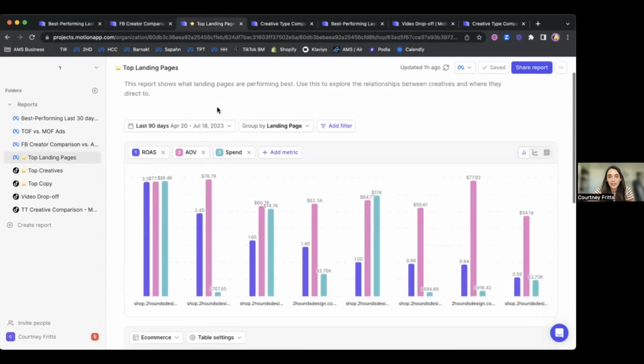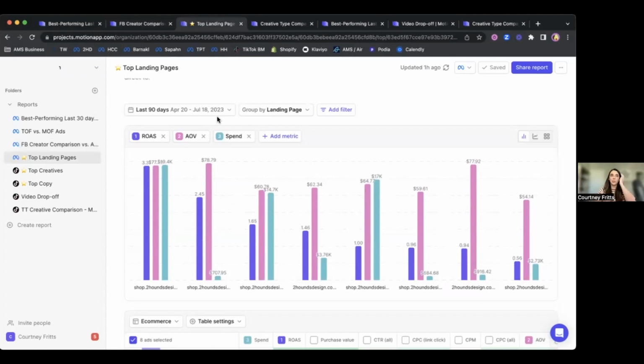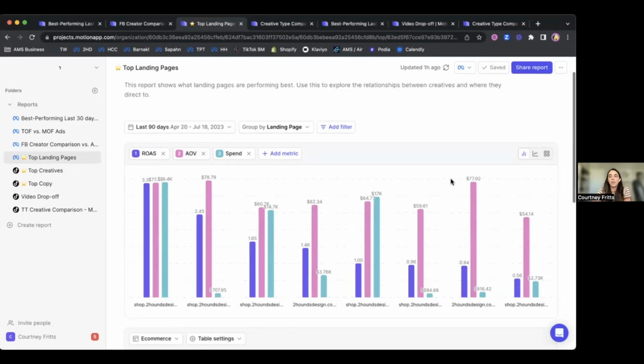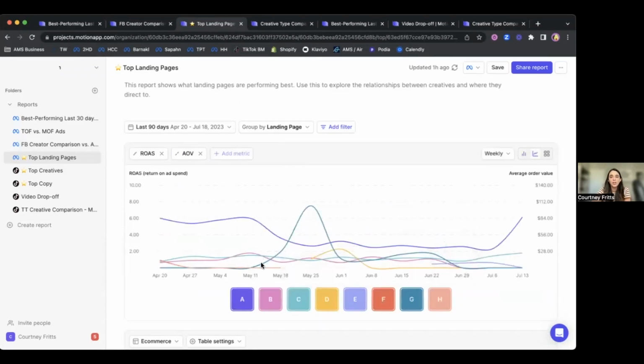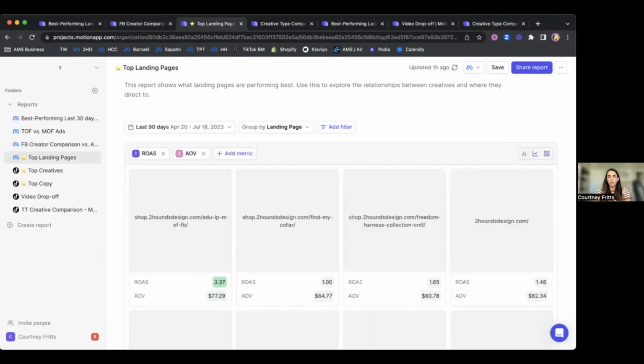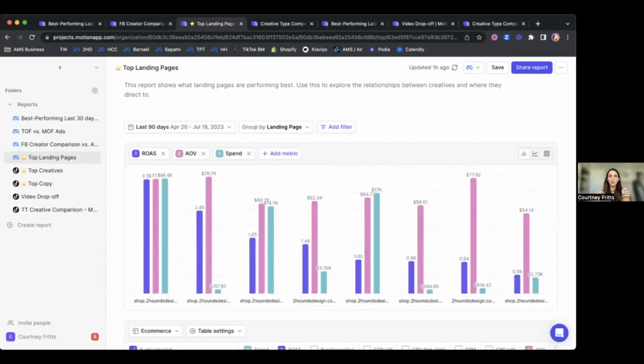Another one that I really like, landing pages. So anyone who's trying to scale their ad account knows that you have to work on landing pages. So this is really helpful for myself and then also to share with our landing page and website team of what's working. And you can also switch things to line graphs if you wanted to. So I could see if there was a huge spike on one ad or something.